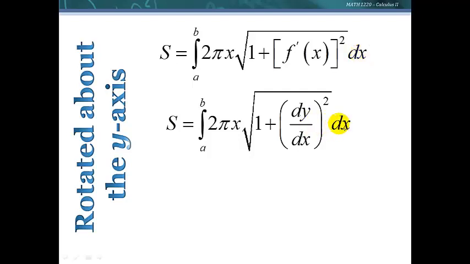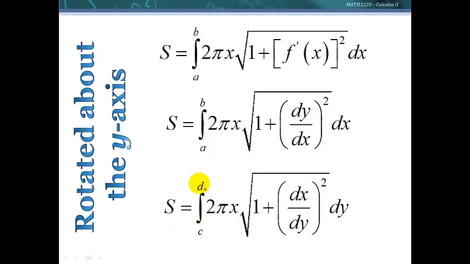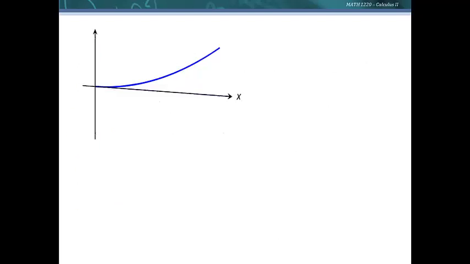We could still interchange the x and the y here if we had x as a function of y. And so if we did that, we've got to change our limits in terms of y, and we have dx/dy here and dy here. Now notice, rotating around the y-axis, all of these are x. So there are different ways we can do this depending on how we have these functions and on our situation. So the best thing to do is to do a sketch and have a look.